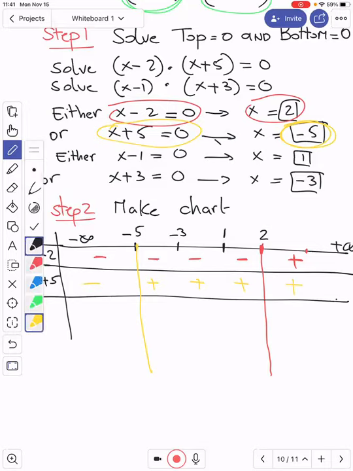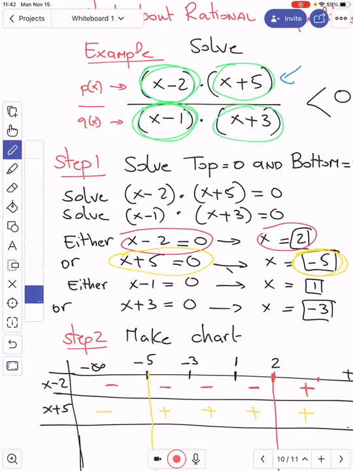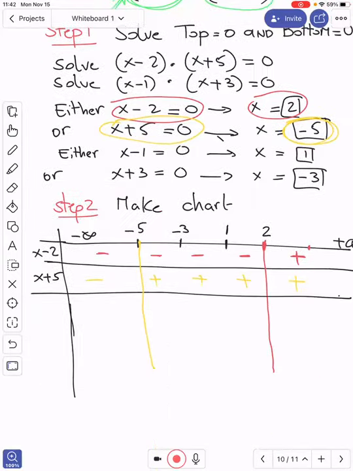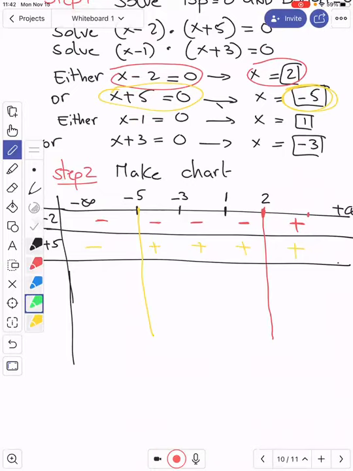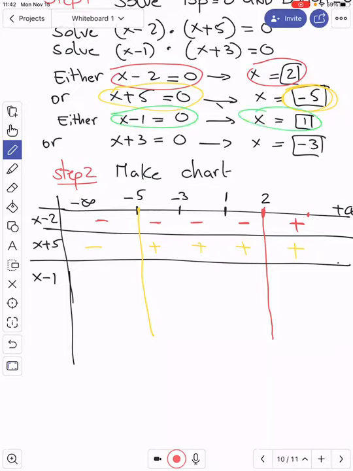All right. Next factor, well, we have x minus 1 in the denominator, right? So here's my x minus 1. So when is x minus 1 zero? Well, x minus 1 is 0 when x is positive 1, right? So here's my x equal to positive 1. So this green line represents x equal to 1. On the right side of this green line it's going to be positive, and on the left it's going to be negative.